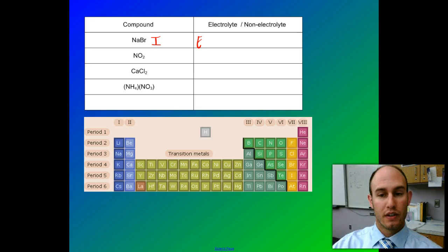And I'm just going to put EL for electrolyte and NE for non-electrolyte. And then the way that we actually end up writing this is NaBr, when put in water, (aq), remember, aq is aqueous, put into water, is going to dissociate into Na+ and Br-. It's going to break up into its ions with their respective charges.